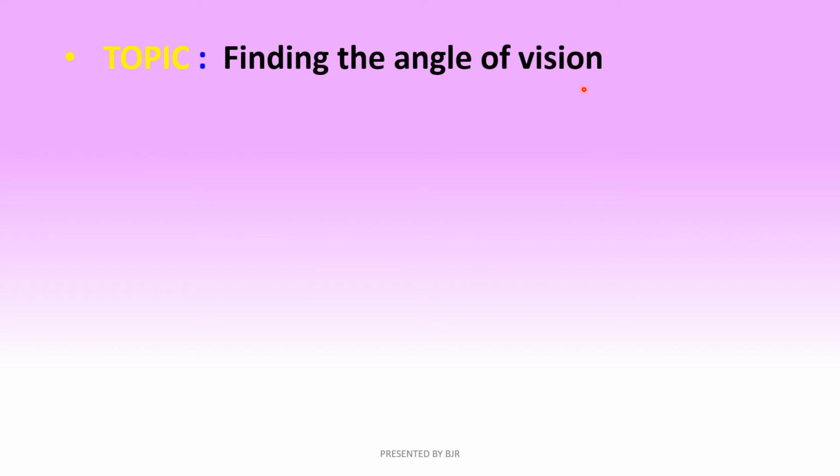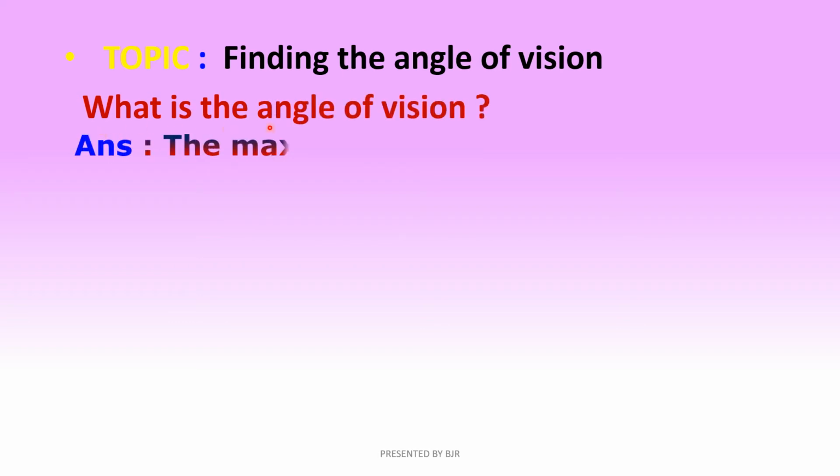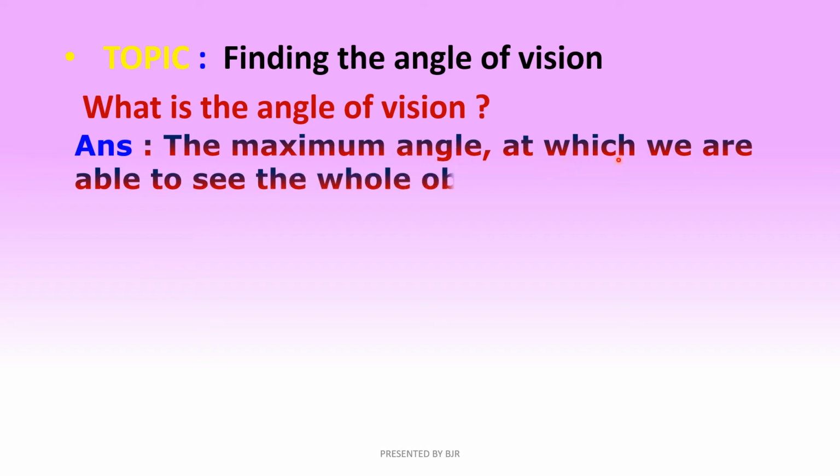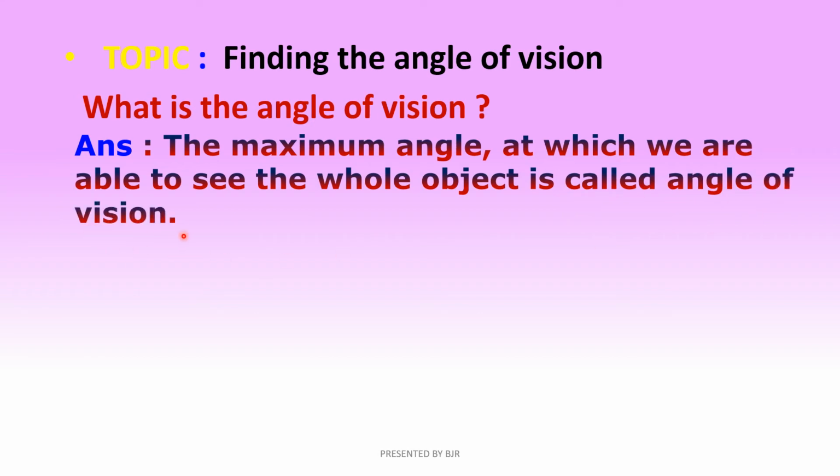Don't get confused by the angle of vision. Angle of vision is nothing but the maximum angle at which we can see the whole object at a time. Here the topic is finding the angle of vision. Let us define it. The maximum angle at which we are able to see the whole object is called the angle of vision.